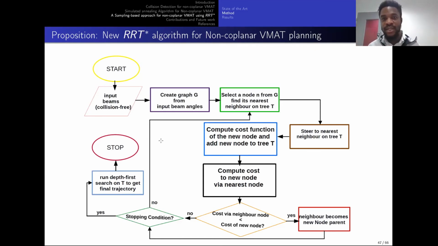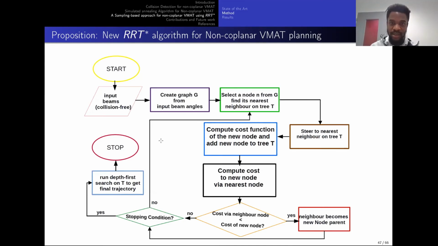So from the graph, we select an input node, and then we try to steer to the nearest neighbor on the tree from this node. And so from this steering function, we use the nearest node to compute. We use the new node that we discovered to compute the cost function first, and then we use the nearest node as well to compute the cost function, and then try to see if the cost to the neighbor node is less than the cost to the new node, starting from the root. So if this cost is less, we say that the neighbor that is existing on the tree becomes the parent of the new node. So you have an attachment that is done between the neighbor node and the new node.